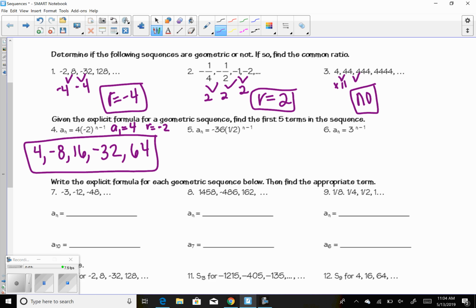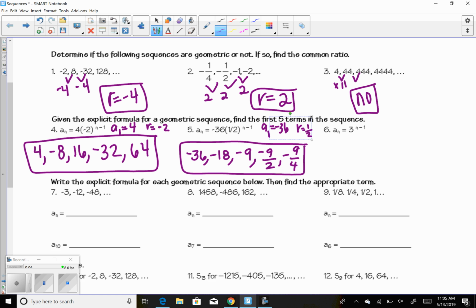Okay, so we're just pulling from the formula to figure out my first term and my ratio. So in number 5, the first term, so a1, is -36, and r is 1/2. So you're multiplying by 1/2 every time. When you multiply by 1/2, it's really like dividing by 2. So -36 times 1/2, that's -18, times 1/2, -9, times 1/2, -9/2, and times 1/2 again, -9/4.